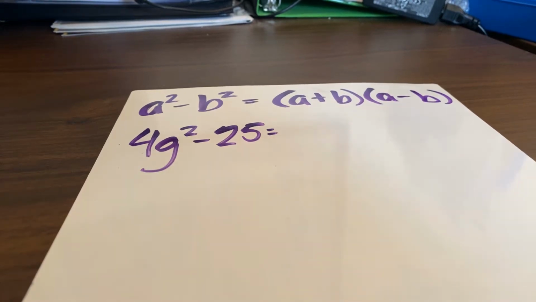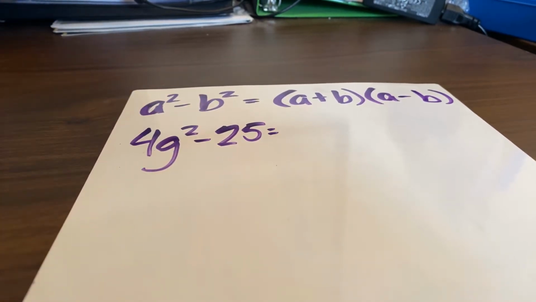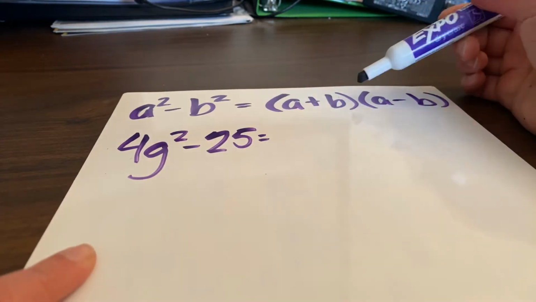Hey there, algebra students. Let's talk about factoring those special products, right? When you have something that looks like a squared minus b squared, that's called a difference of squares, right? And we want to factor that, we can factor that very easily.